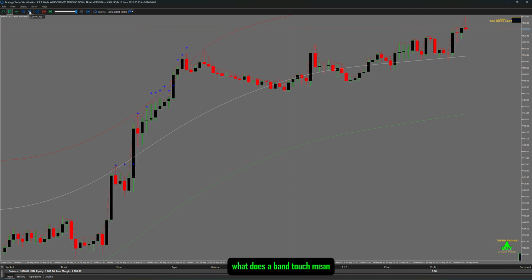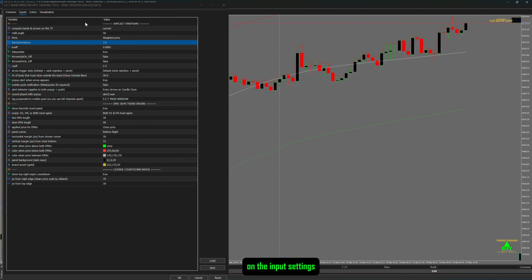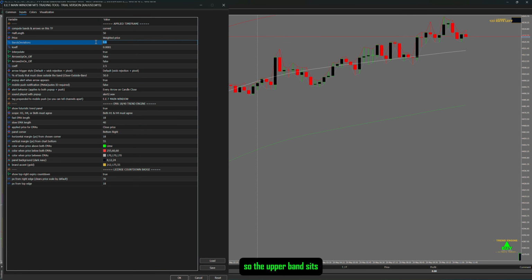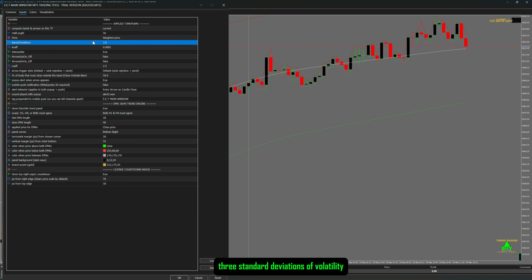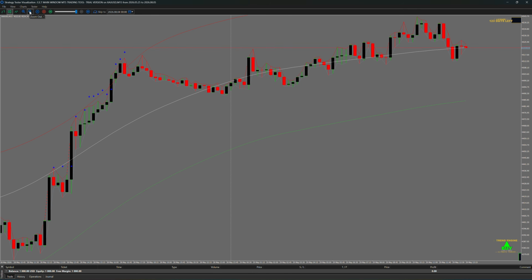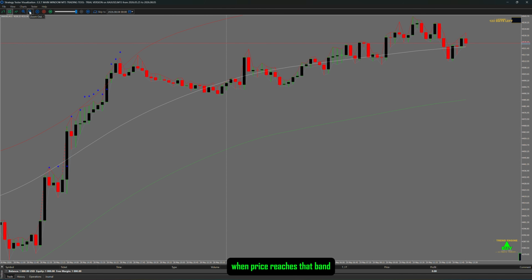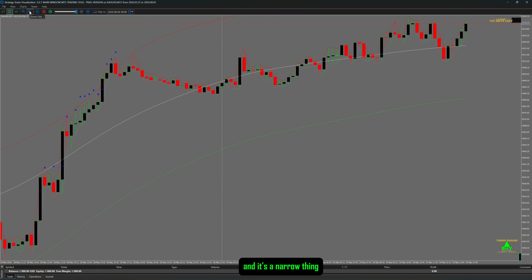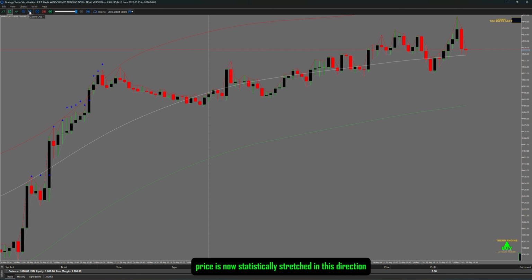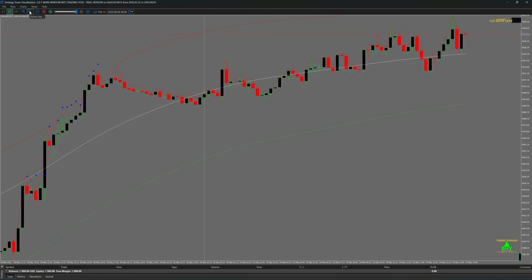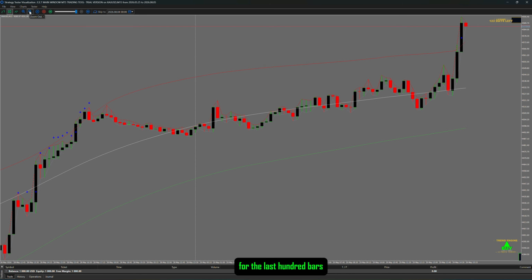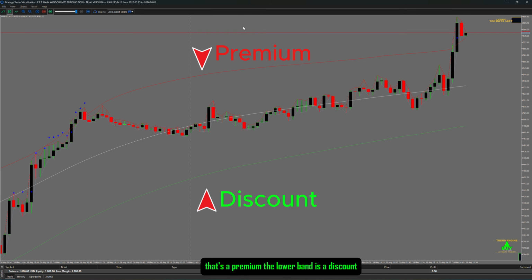What does a band touch mean? On the input settings, the default deviation has been set to 3. So the upper band sits 3 standard deviations of volatility above fair value. When price reaches that band, you are being told one thing and it's a narrow thing. Price is now statistically stretched in this direction, relative to how this specific market has been behaving for the last 100 bars. That's a premium.